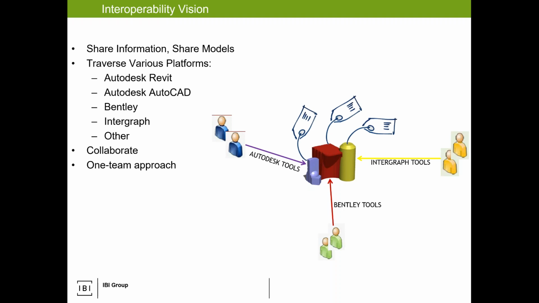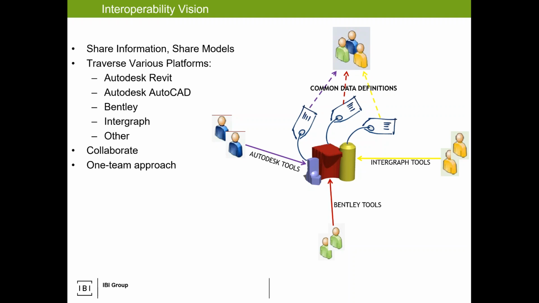Intergraph is an offshoot of people who used to work at Bentley, and they made the whole SmartPlant suite. Very expensive, ridiculously expensive, very good for plant modeling. Horrible in that it has a heavy SQL database backbone, and it usually ties you to one location. It's not cloud friendly, etc.